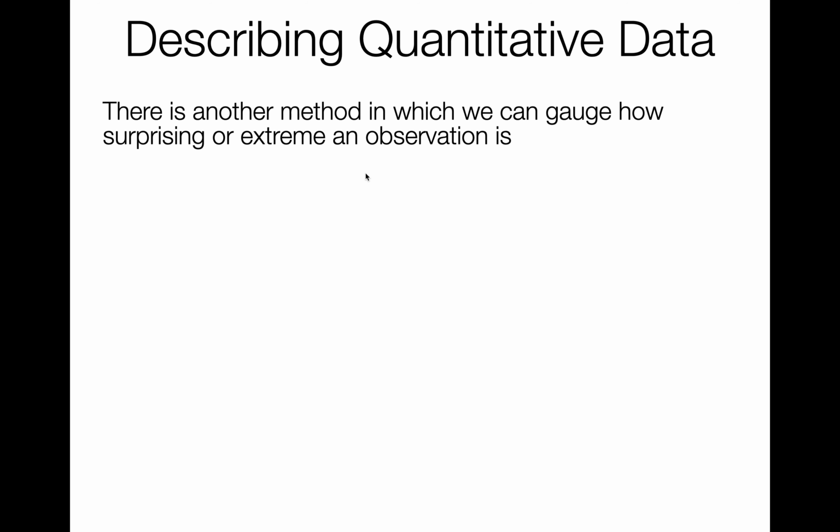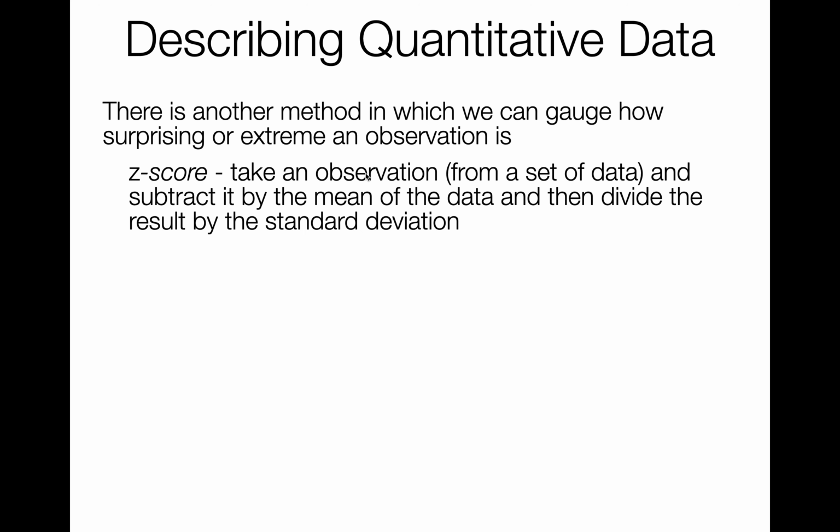Another way that we can gauge how surprising or extreme an observation is, just what I was talking about in the last slide, is with a z-score. Again, this is a term that seemingly comes out of nowhere on you, and that is true. Nothing before this has told us anything about a z-score, but a z-score is going to be extremely important in the rest of this class. It'll go away for a week or so, and then it'll come back with a vengeance for the rest of the class.